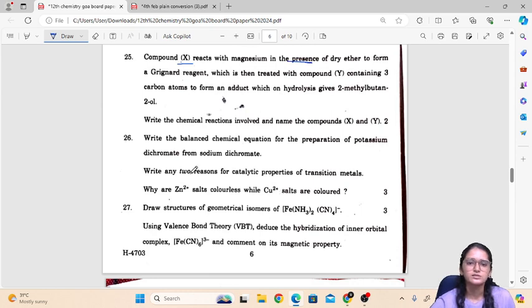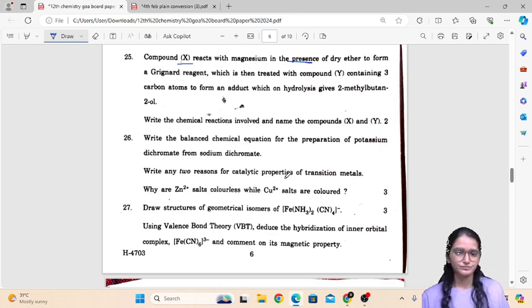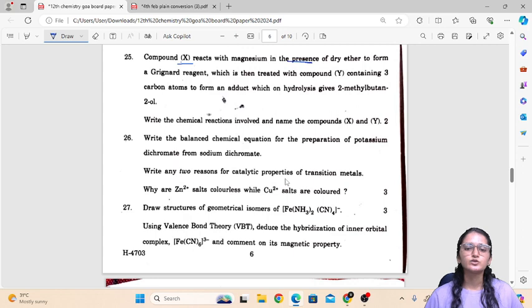Then next is write any two reasons for catalytic properties of transition metals. This comes under theory from D block. Why do they have catalytic nature? There are basically two reasons. First is they have a tendency to adopt multiple oxidation states. These transition elements have the ability to adopt multiple oxidation states. And secondly, they have the tendency to form complexes. So these are the reasons for their catalytic properties.